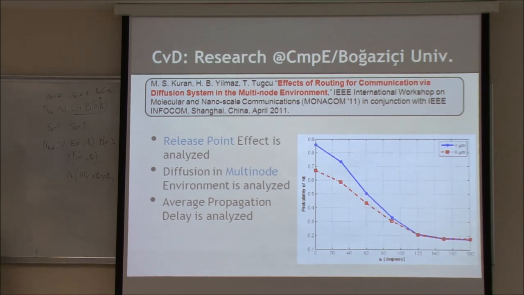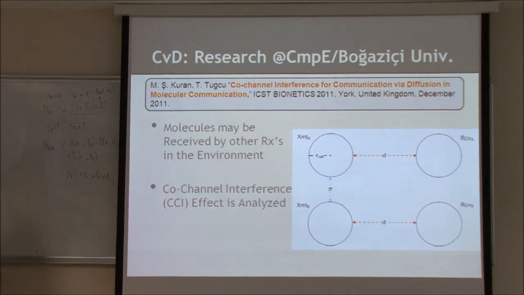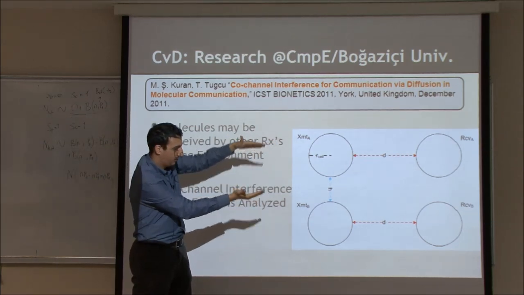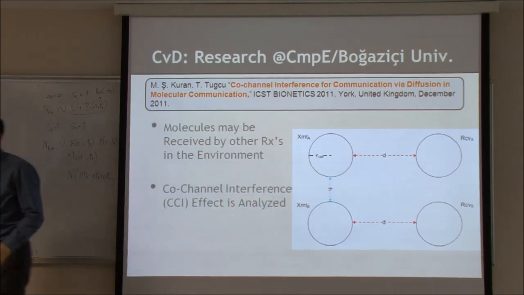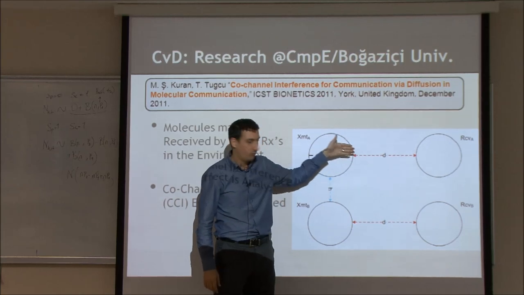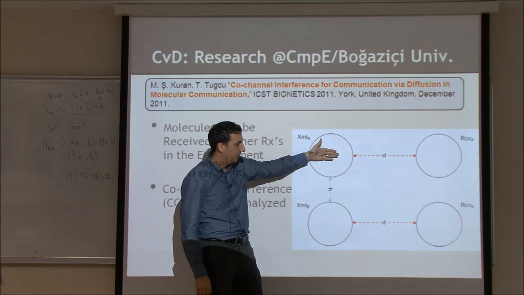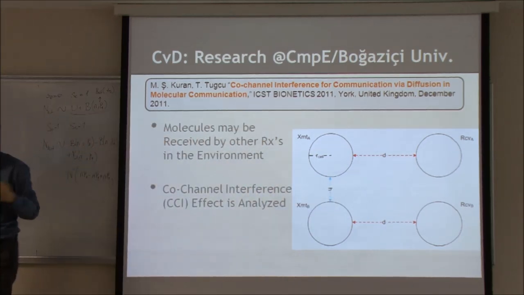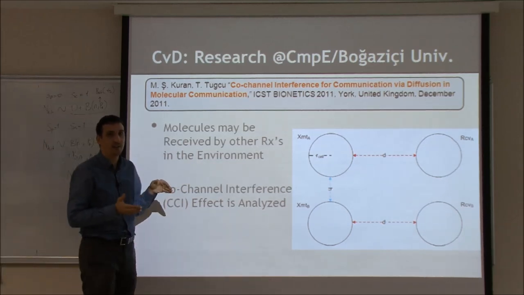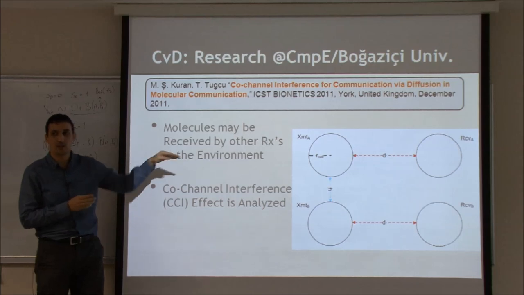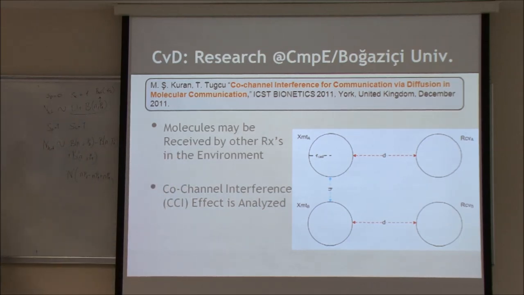Also, we analyze the average propagation delay. And this is the co-channel interference for communication via diffusion molecular communication paper in Bioinformatics in United Kingdom. Here we have two communicating parties, and they are separated by H value. Why do we do this? Because when you release some molecules from sender A, it may be the case that receiver B may collect them. It may hit receiver B. So they are affecting their communication. We call it co-channel interference. It is an interference for the other party. So the co-channel interference effect is analyzed.